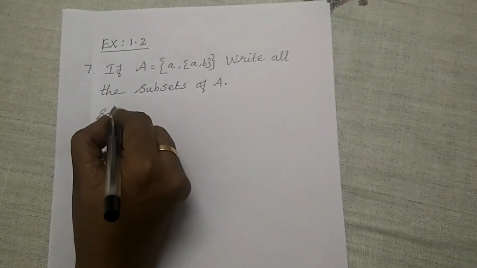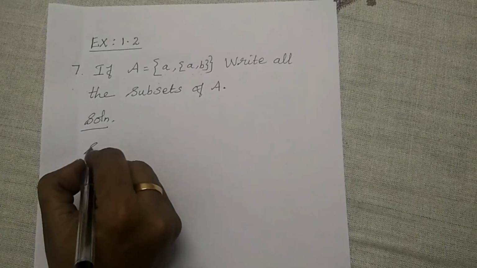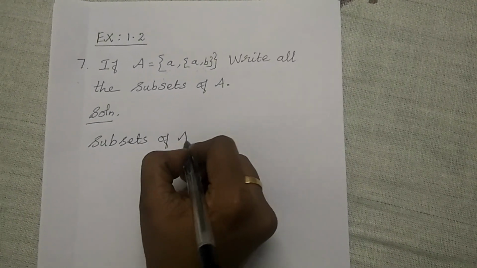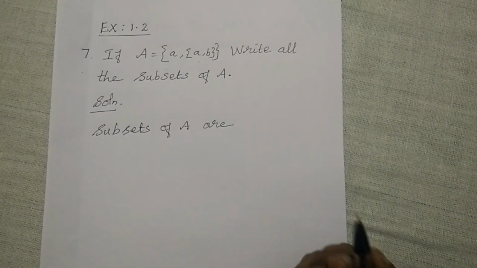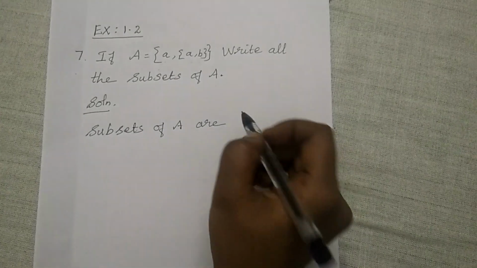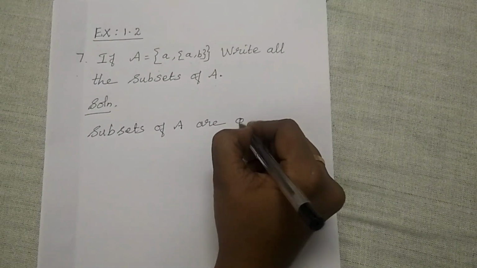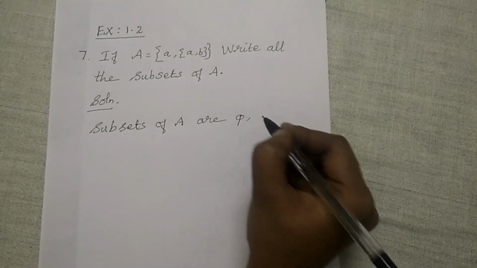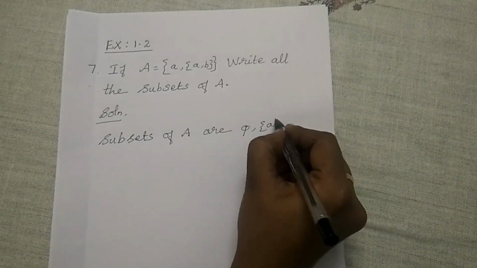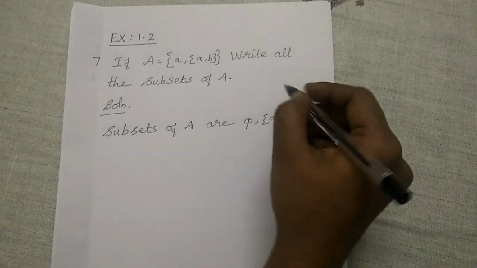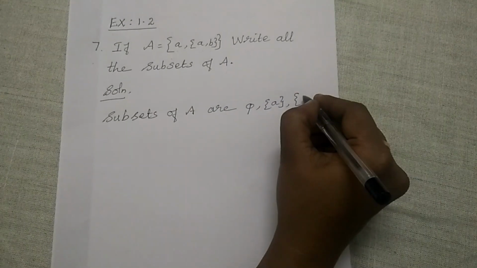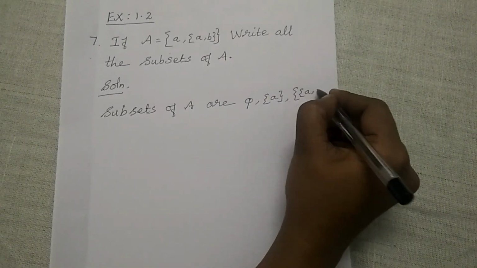Then solution, subsets of A are, what are the subsets? Every set has one null set, isn't it? So first we can write null set. Then this is one of the subsets. Next one, set of a. Then next one, set of next element. Next element is set of a comma b. Okay. So set of a comma b.